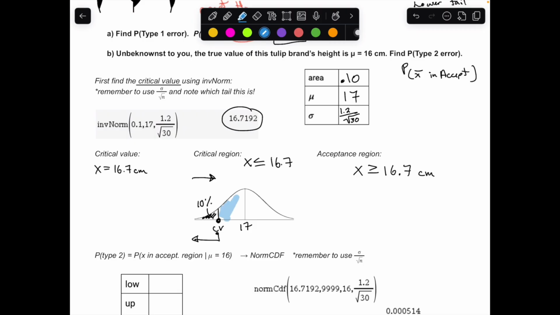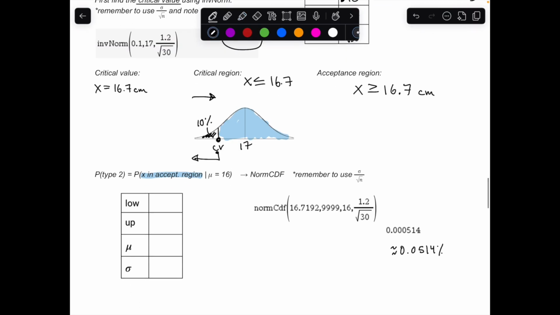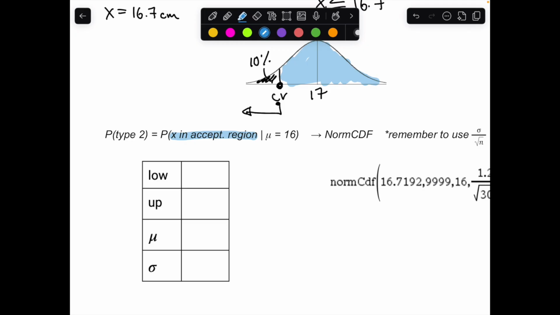So for the acceptance region on this side, we're going to be using that in our probability of a type 2 error. So probability that x fell in the acceptance region given something that is not the null hypothesis. So acceptance region meant your lower bound is going to be 16.7, and then we're going up from there because this whole region is the accept region. And you can enter in anything really big. You know, if you had tulips that were 999 centimeters tall, that would be absolutely massive. So just any big number.